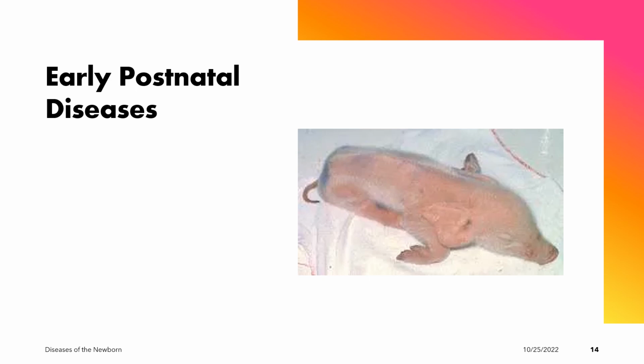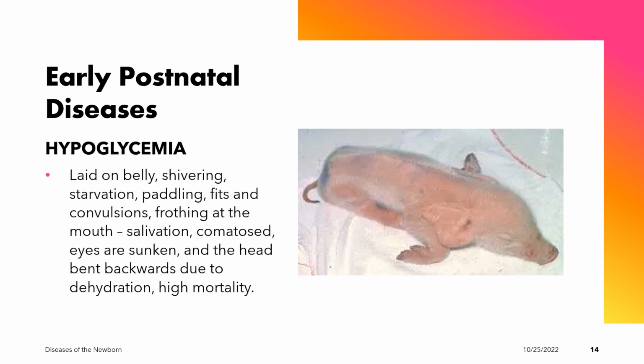Hypoglycemia in piglets is important because it can cause the piglet to be laid on its belly. It can cause shivering, starvation, paddling, fits, and convulsions, frothing at the mouth, salivation, and coma, and the eyes can be sunken and the head bent backwards due to dehydration, and it can also cause high mortality.